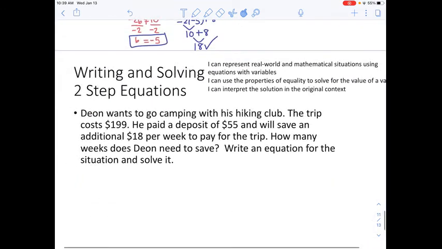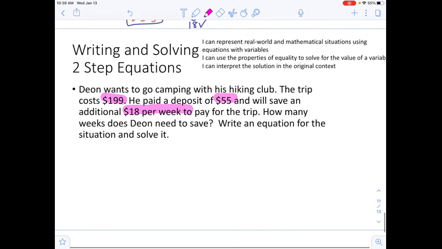All right, last problem. This one says Dion wants to go camping with his hiking club. The trip costs $199. He paid a deposit of $55 and will save an additional $18 per week to pay for the trip. How many weeks does Dion need to save? Write an equation for the situation and solve it. So we know the total cost of the trip is $199. So I'm going to set my equation equal to $199.